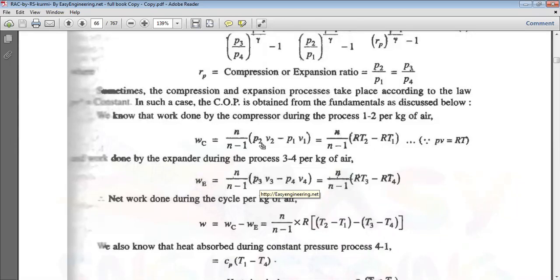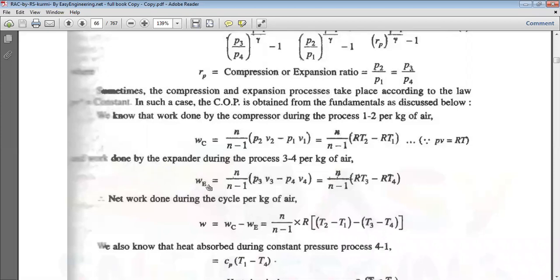As per the characteristic gas equation, PV is equal to mRT. Here I have taken specific volume, m equal to 1. Therefore, PV is equal to RT. That is the characteristic gas equation, or equation of state for an ideal gas. Therefore, P2 V2 can be written as RT2 and P1 V1 as RT1. I don't write m; if you write m also, it will cancel in the numerator and denominator and we get the same value. Therefore, RT2 minus RT1, that is equation 1.